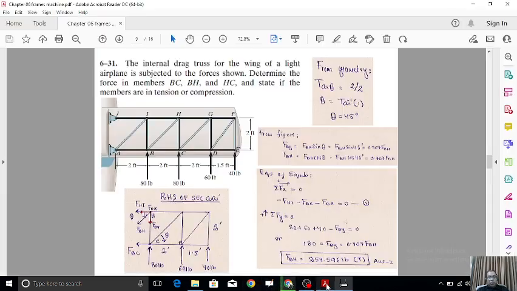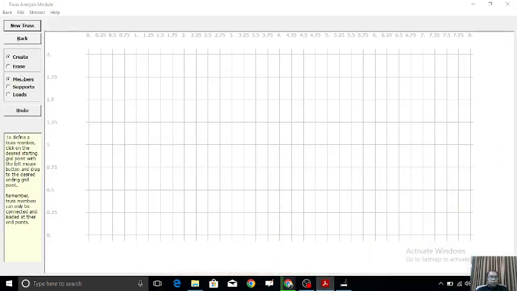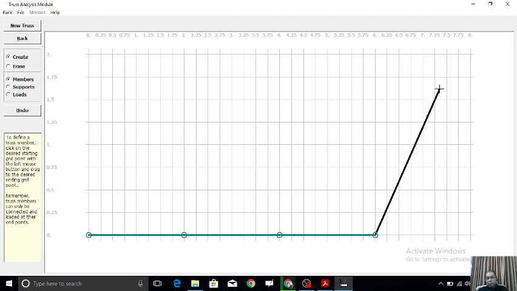So we create the members first. From this point to this is 2 feet. Then we go here, this is again 2 feet. Then you give again 2 feet. Okay, and again this is 1.5 feet.